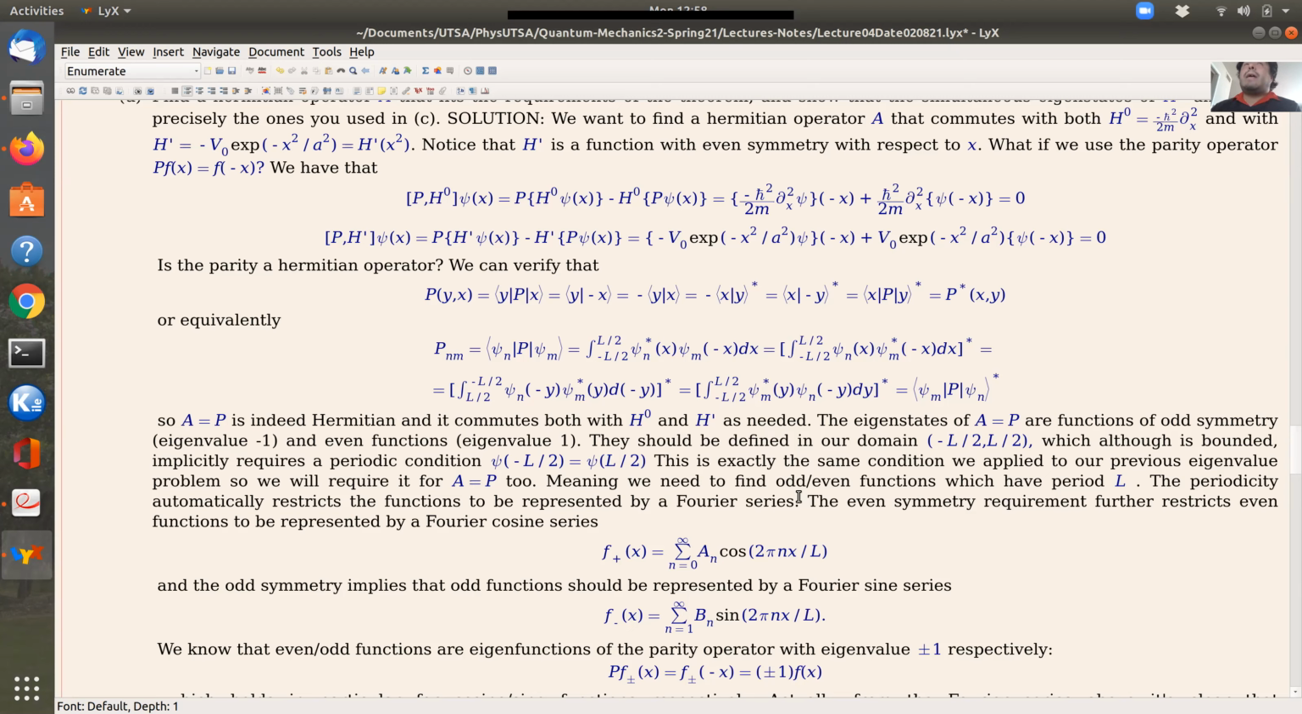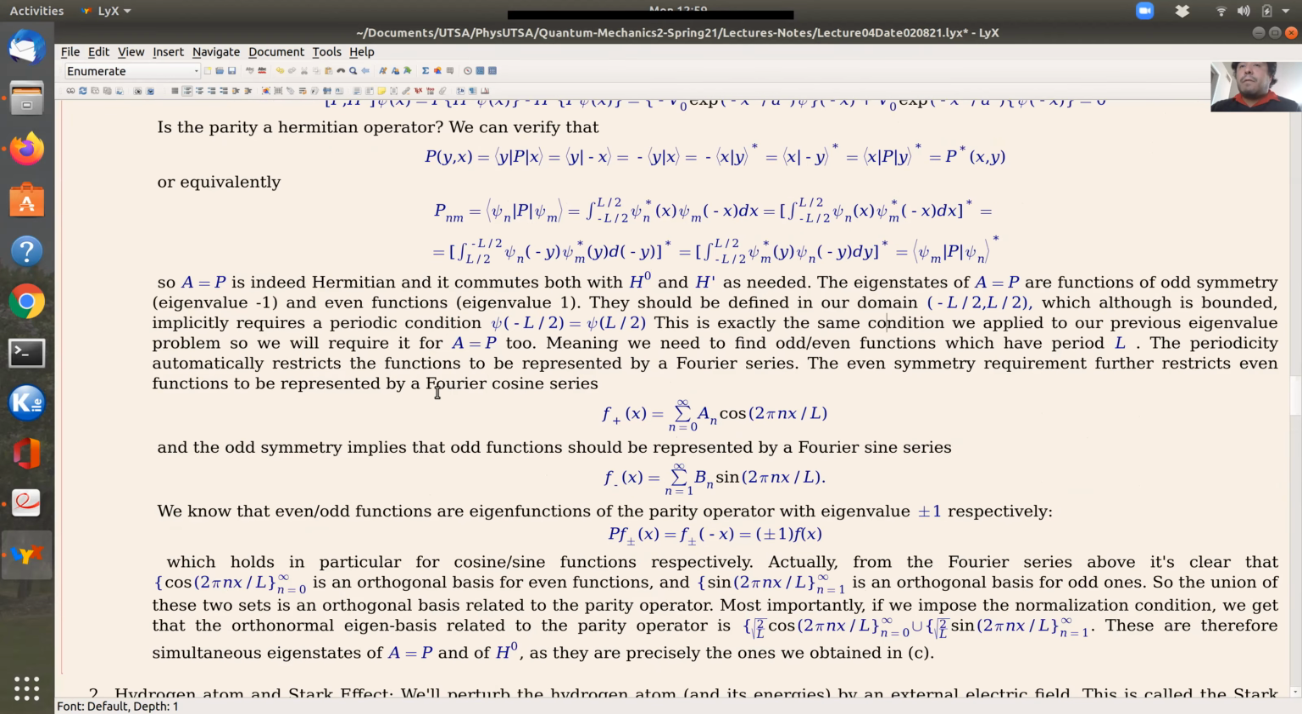We are being somehow elegant in the way we are thinking about this, because by imposing the condition, we go directly to the solution that we have to achieve. So basically, we need to find odd or even functions which have period L. The fact that the periodicity needs to be of period L restricts the functions to be represented by the following Fourier series. If you have even functions, they have to be represented by a Fourier cosine series. And if you have odd functions, they have to be represented by a Fourier sine series.